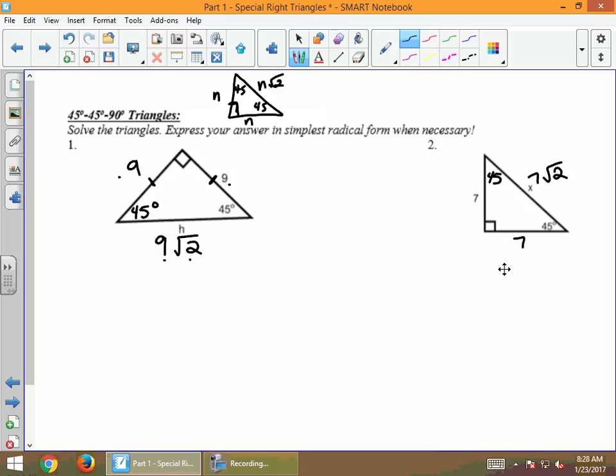And you just have to recognize what triangle you have, look at the diagram, and use the diagram to fill in your missing pieces. Go ahead and pause to get the info down, and then move on to the next set of examples.